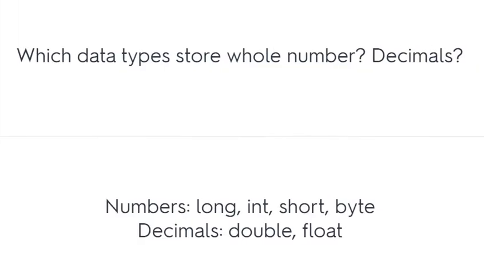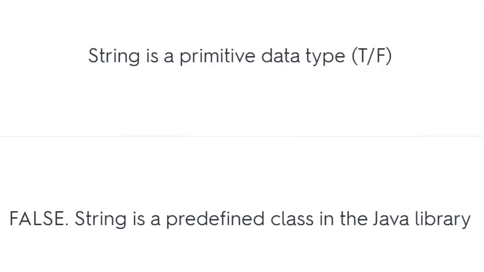Which data types store whole numbers? Long, int, short. Which store decimal numbers? Double, float. String is a primitive data type. False. String is a predefined class in the Java library.